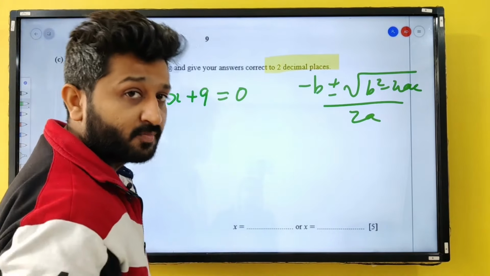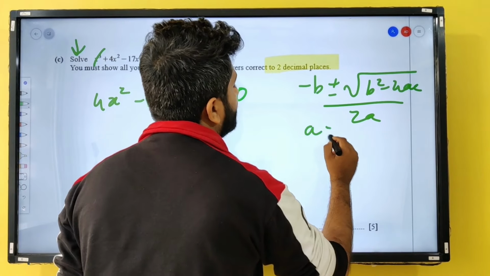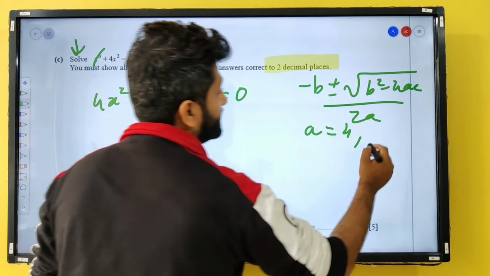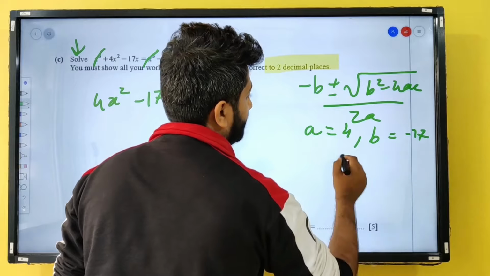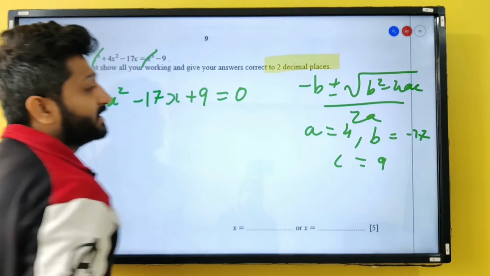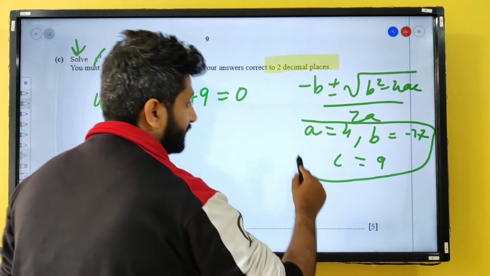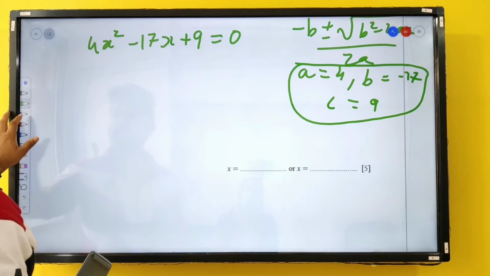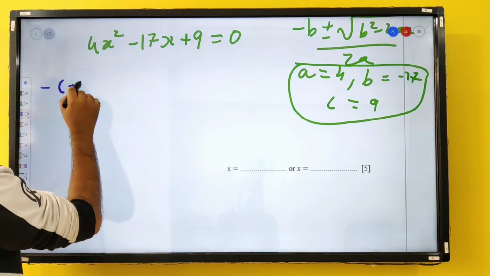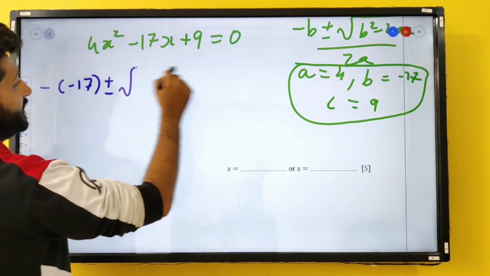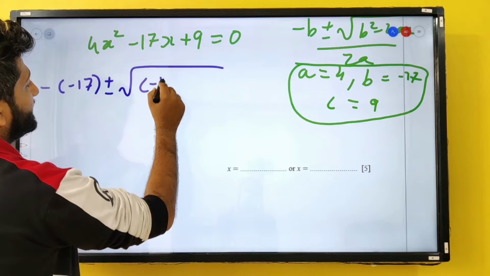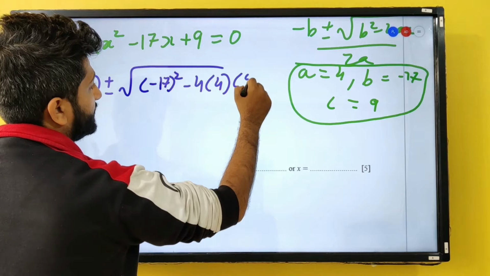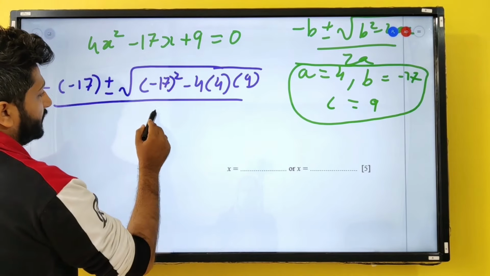I always have a habit of writing the formula, and even after the formula I write the values of a, b and c, so that I don't make mistakes. The value of a is 4, value of b is minus 17, and value of c is 9. You should make this habit. This will make sure that you make fewer mistakes. So let me apply the formula. Minus b, which is minus of minus 17, plus or minus under root b square, b is minus 17 square, minus 4a into c, upon 2a, which is 8.